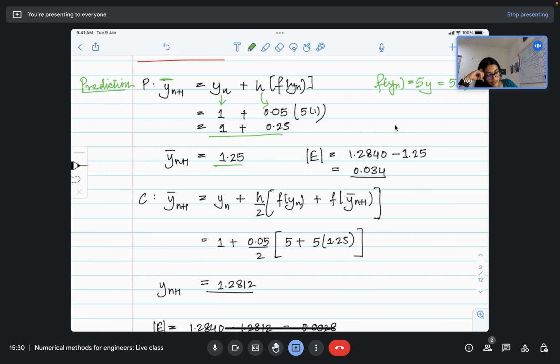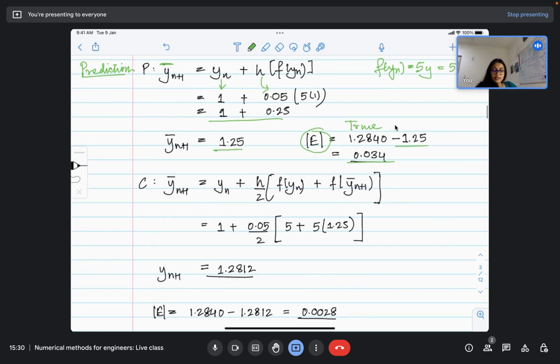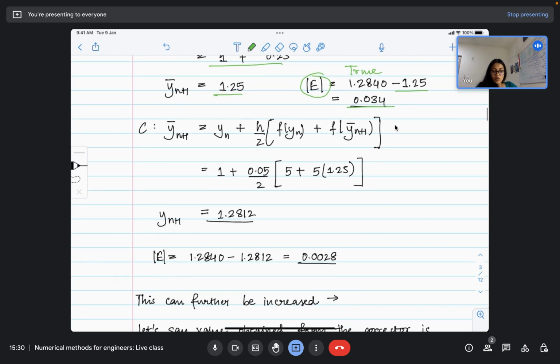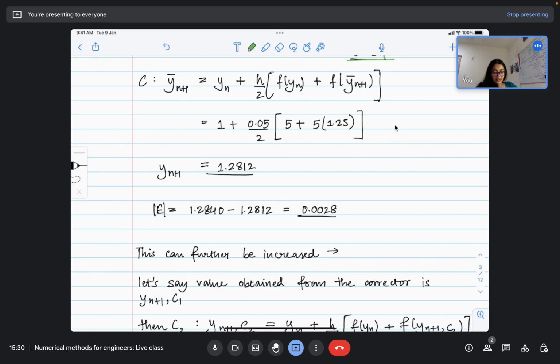After you've got the prediction from the first step of this method, you can go ahead and compute the error. The true value was supposed to be 1.2840, and what we have got is 1.25. When you take the modulus, the absolute value of the error, you get 0.034. Now, that is quite an error. Even till the second place of decimal, we have the error, right? So let's go ahead and use the second step, that is the corrector step, and see how close we are coming to the actual solution.